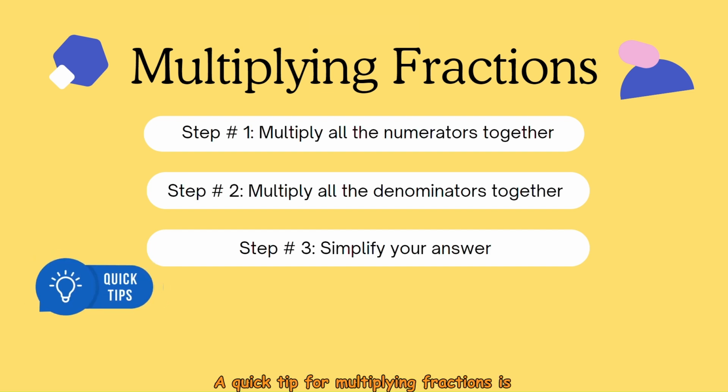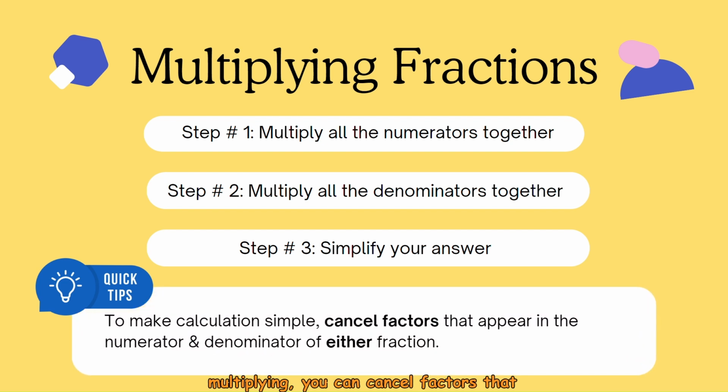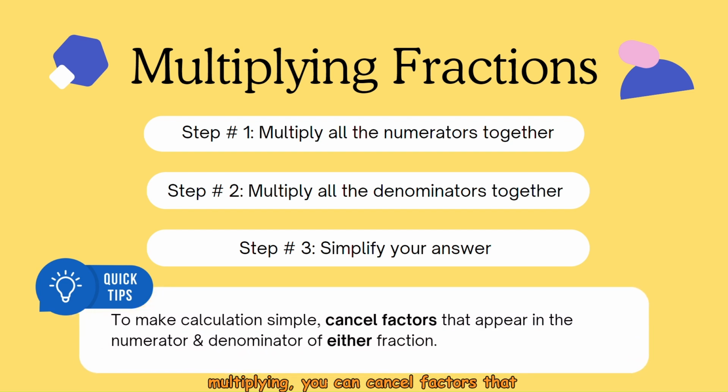A quick tip for multiplying fractions is to make your calculation simpler when multiplying. You can cancel factors that appear in the numerator and the denominator of either fraction. So if a number in the numerator of one fraction shares a common factor with the denominator of the other fraction, then you can divide both numbers by the factor first.